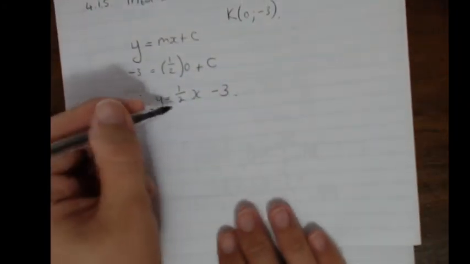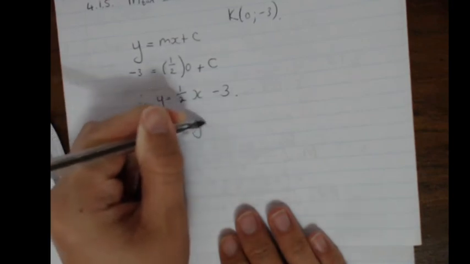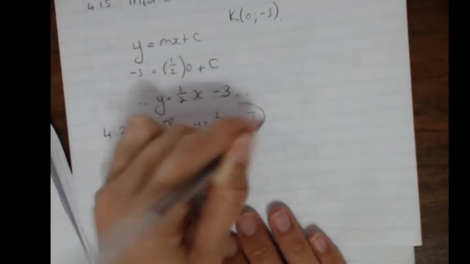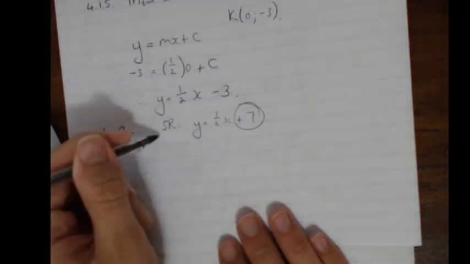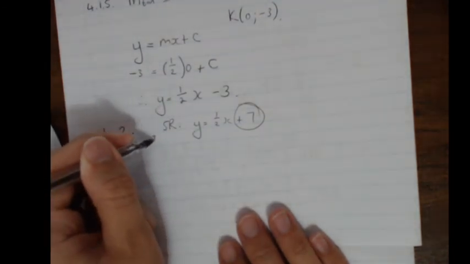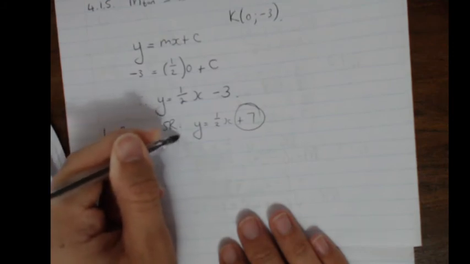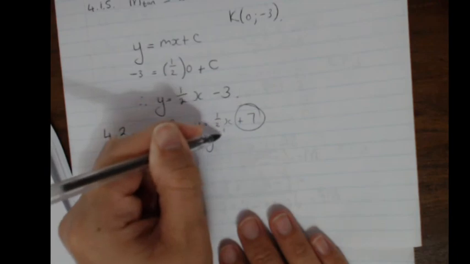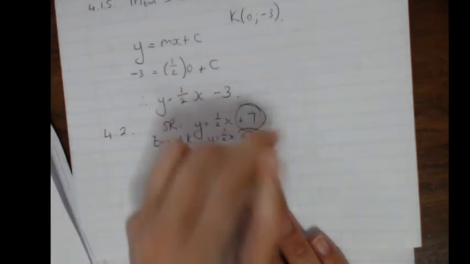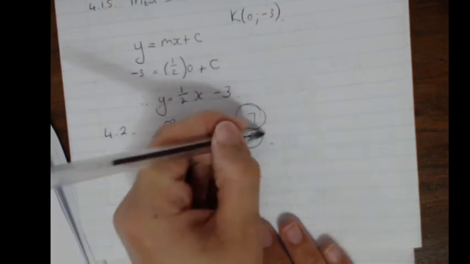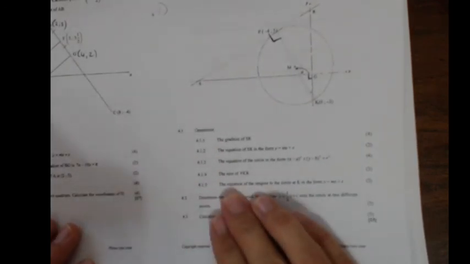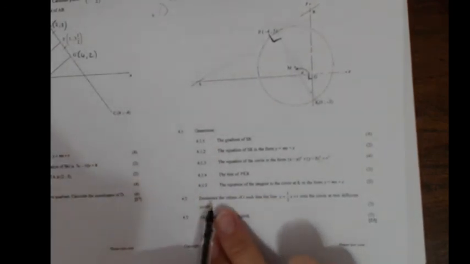It was at 4.1.2, y is equal to a half x plus 7, right? So I have SR, which is y is equal to half x plus 7. And then I have the gradient, the tangent at K, which is given by y is equal to half x minus 3. I don't know where I got that, minus 3. Okay, and they now want to know, this is a bit of problem solving, but it's not an extremely difficult question. Determine the values of t such that the line cuts the circle at two different points.